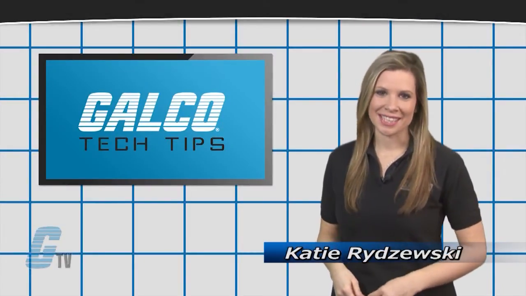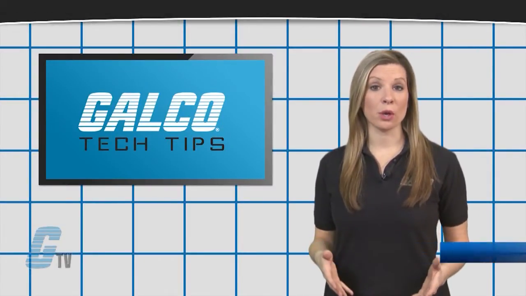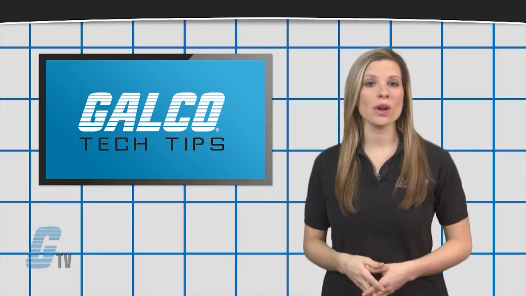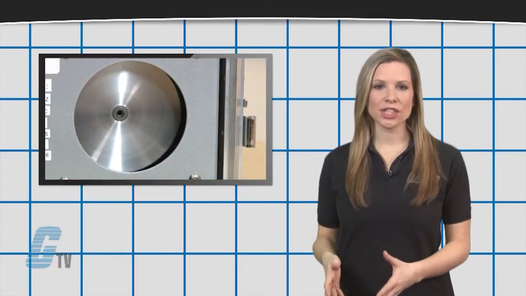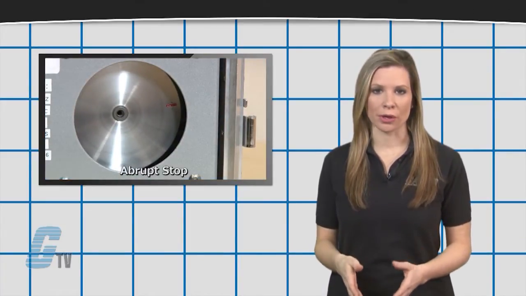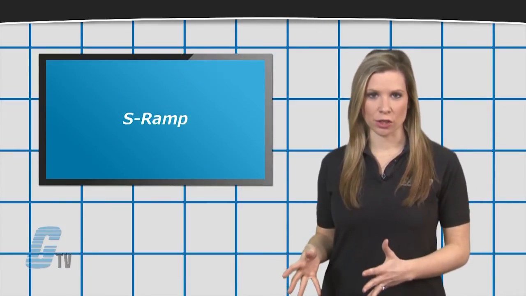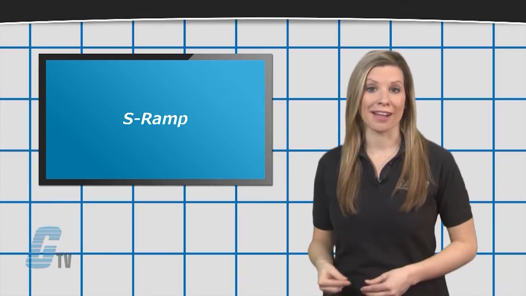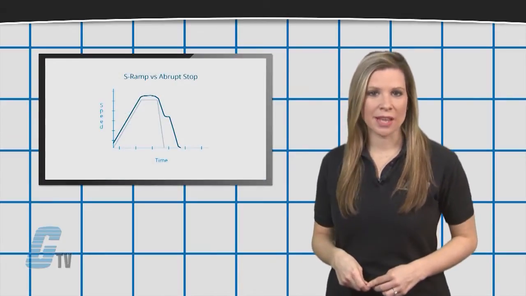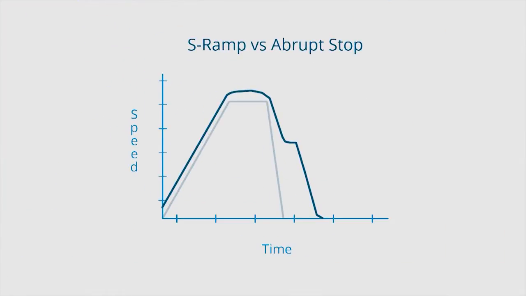Welcome to GalcoTV Tech Tips. Sometimes it may be required by the application or needs of production to issue an abrupt stop to the motor. One solution to abrupt stops is the S-ramp function, often found in drives. The S-ramp reduces the speed of the motor dramatically until it is at a safe speed for a smoother brake.